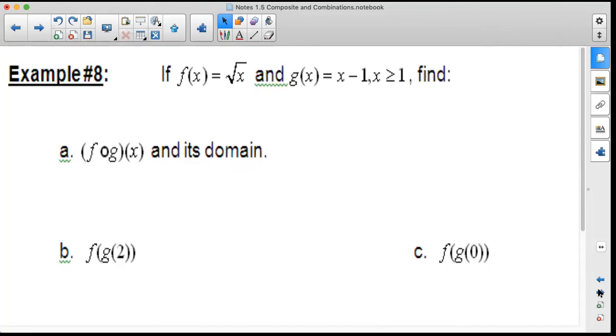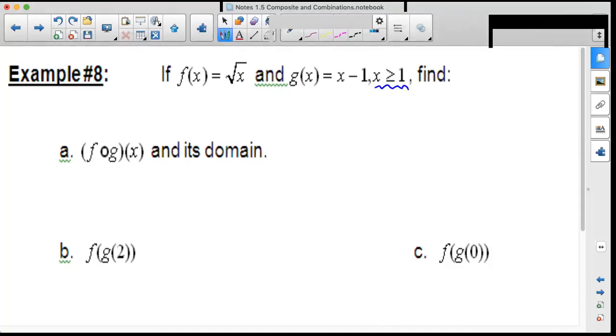All right, so we have two functions, f of x is the square root of x, and g of x is x minus 1. It gives us this little piece here: it says only when x is greater than or equal to 1. And it wants us to find f of g of x and its domain. Well, they already gave me the domain of g, so maybe we might need to use that eventually when we try to find this information.